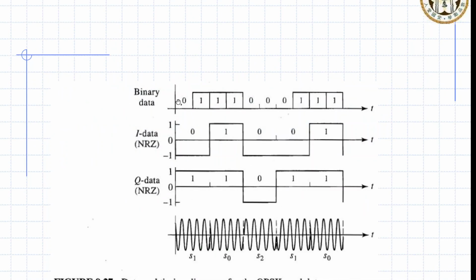Now this is the pictorial representation. You have binary bits 0, 1, 1, 0. This is the input data. We will first group into 2. So 0, and the second one is here. So this is the I data. This 0 goes to the I channel and 1 goes to the Q channel. So next is 1, 1. 1 goes to the I channel, 1 goes to the Q channel. Next is 0, 0. 0 goes to the I channel, 0 goes to the Q channel. Next is 0, 1. 0 goes to the I channel, 1 goes to the Q channel, like that.